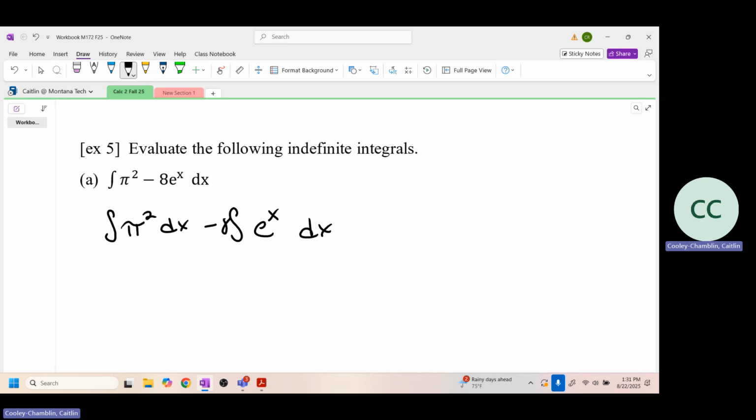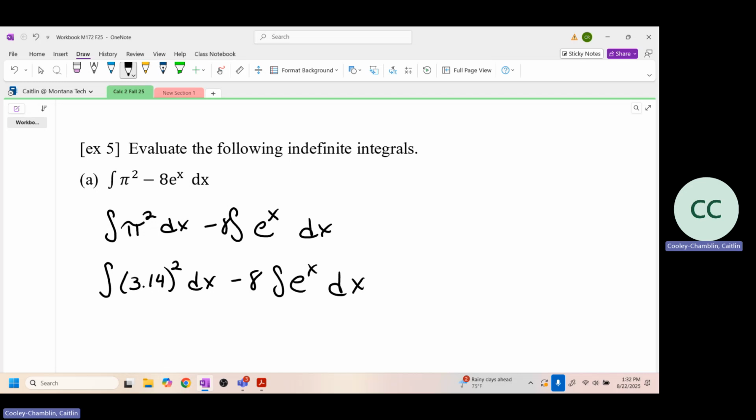Now this first integral of pi squared dx, a lot of times people start kind of going crazy and it's like, well, what is the derivative of pi squared? Or what is the antiderivative of pi? What is pi? So let's think about that. Pi is 3.14, and there's a lot more decimals. It keeps on going and going and going, but it's just a number. So if I was to do this to decimals, this is just the integral of 3.14 squared dx minus 8, the integral of e to the x dx.